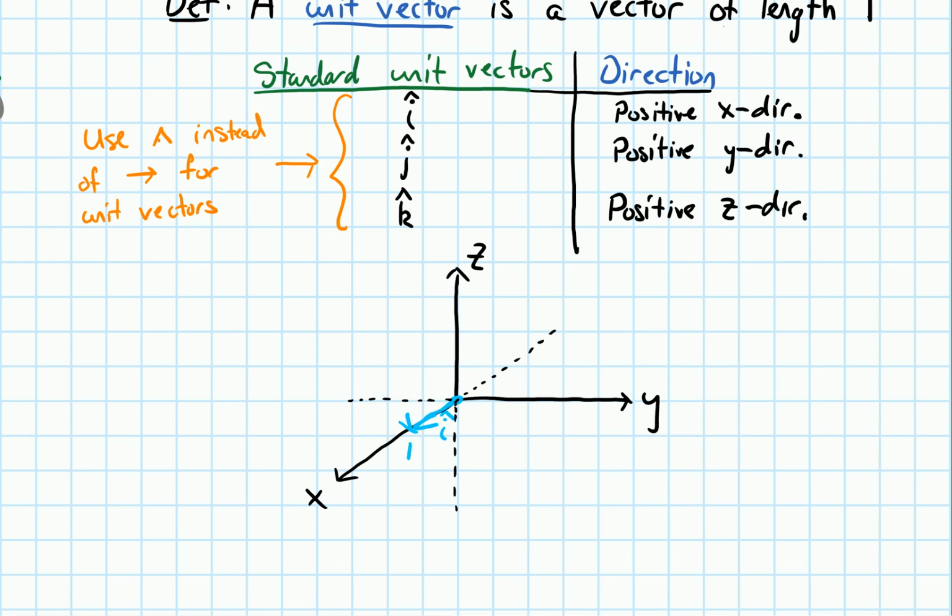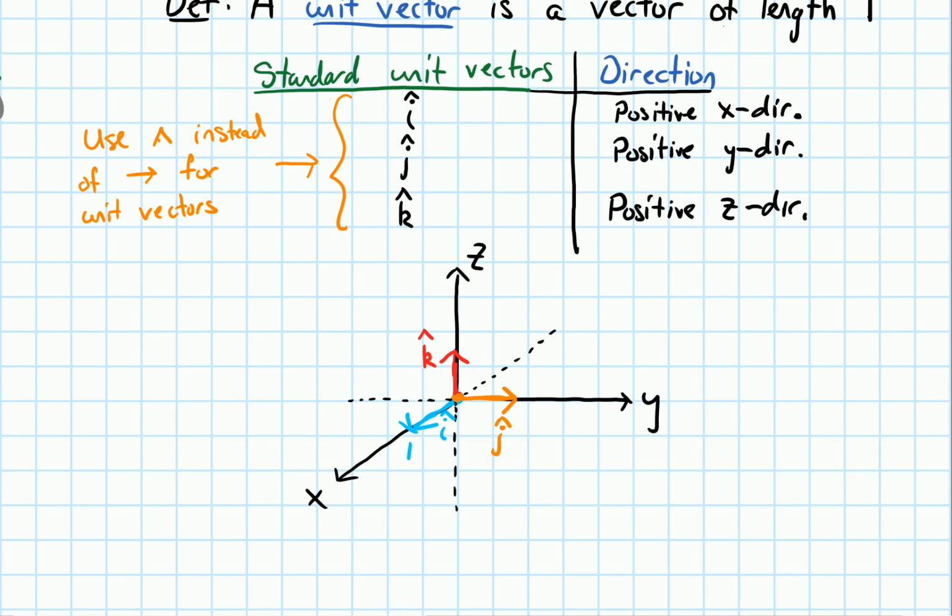All right, so now let's draw J hat. J hat also, I'm going to draw it emanating from the origin. It'll point in the positive y direction, so that would be this way. It'll go a length of 1, and that is J hat. And then finally K hat, I'm going to also draw it emanating from the origin, and draw it straight up in the positive z direction. It has a length of 1, and that is K hat.